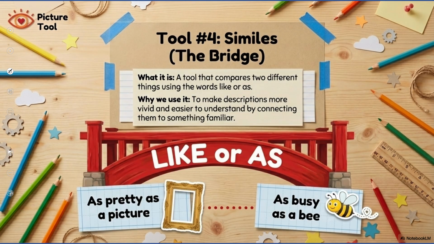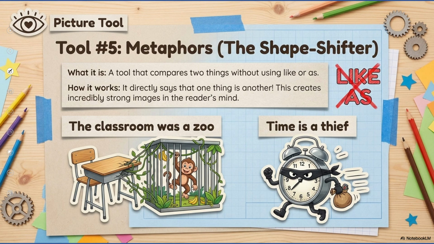The other one is a simile. We compare two things while using either like or as. So when we compare two things using like or as, that is called a simile. For example, as busy as a bee, as pretty as a picture. So in both of these cases, we have used as.